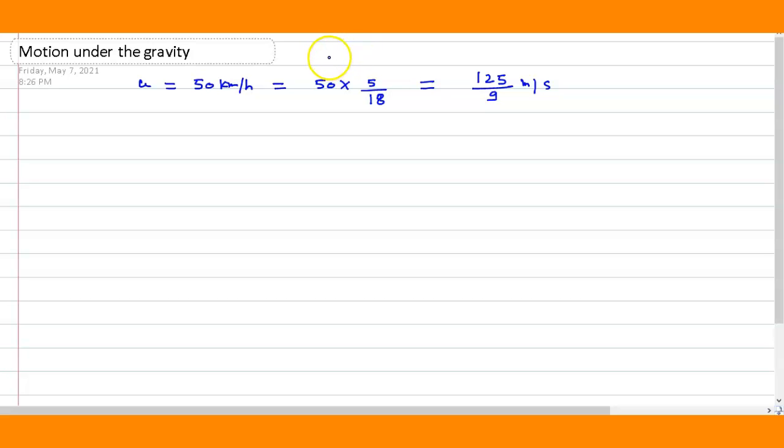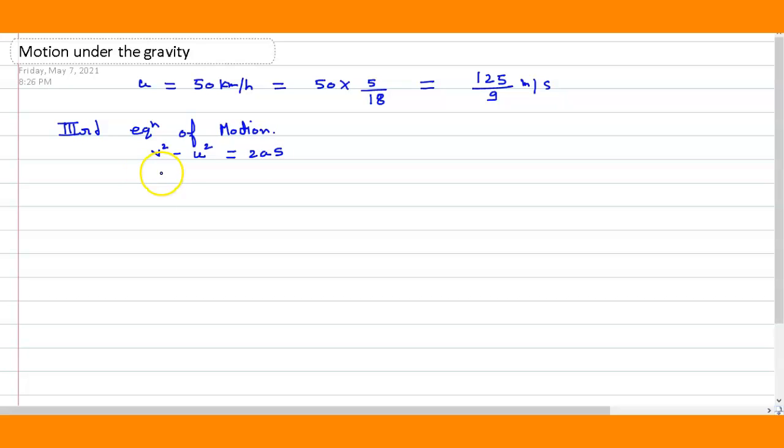Initial velocity u is given as 50 km per hour. I convert it into meter per second, and this is 125 upon 9 meter per second. Then we apply the third equation. According to the third equation of motion, we know that v square minus u square is equal to 2as.